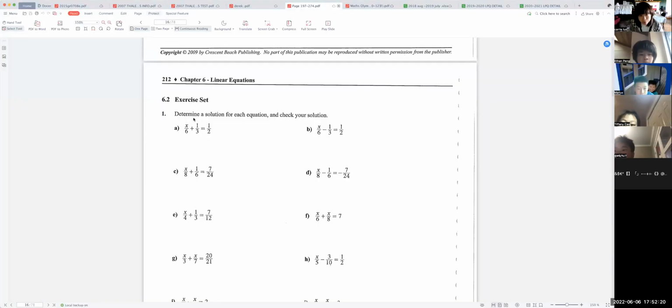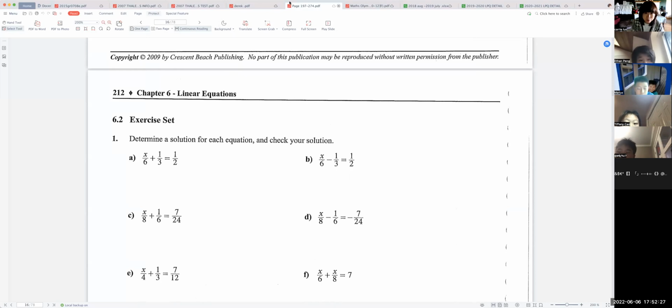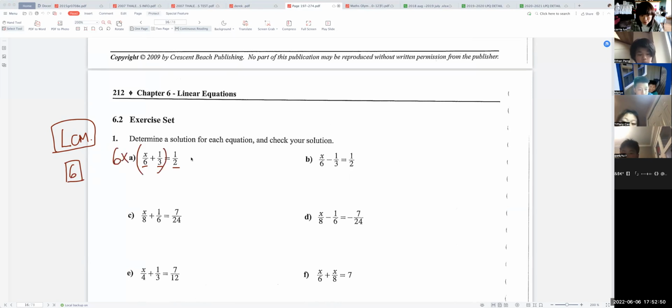So we take a look at this one. This question looks very complicated, okay, everybody? I know it looks very complicated, but I just want to introduce my best friend. It's called lowest common multiple. So everybody, 6, 3, and 2. If we want to get rid of those fractions, what is the lowest common multiple of 6, 3, and 2? 6. Very good, Ethan. So I'm going to times 6 for both sides.